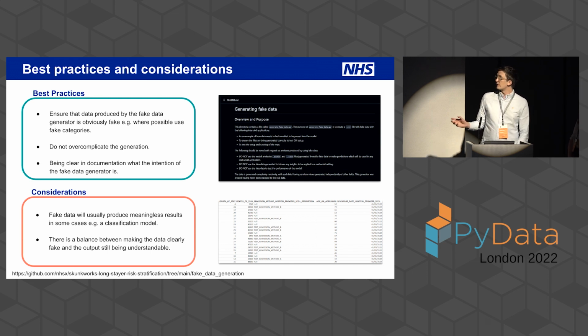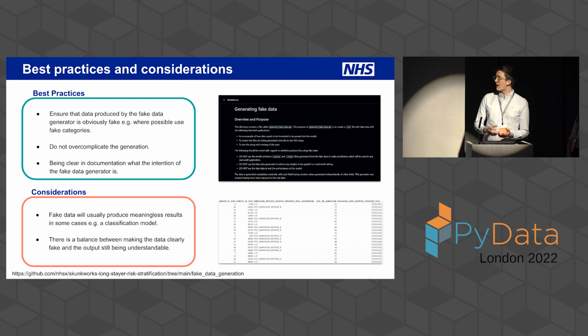Related to that, let's move on to the considerations that you might want to bear in mind when you're generating fake data. We're really clear about this: fake data will usually produce meaningless results. In most cases, in classification models, predictions and forecasts, you'd expect fake data to produce results that don't make any sense. And again, that feeds into the meaning and purpose of using fake data. It's purely practical, not to test performance.